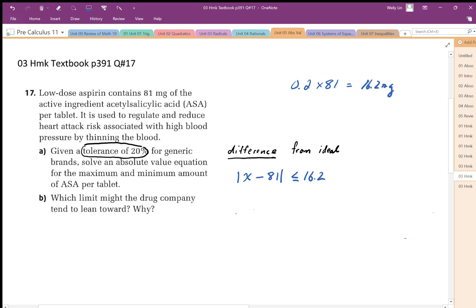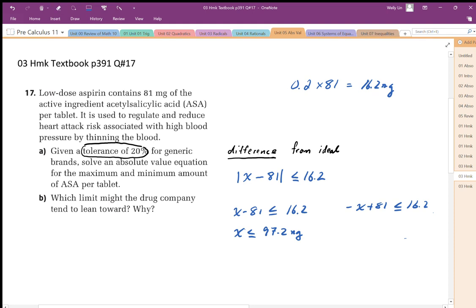So we need X minus 81 to be less than 16.2, and the negative X plus 81 is going to be less than or equal to the 16.2 tolerance level. So we have a minimum value or maximum value here. X has to be less than 97.2 milligrams. And on this side, we're going to end up with 81 minus 16.2.